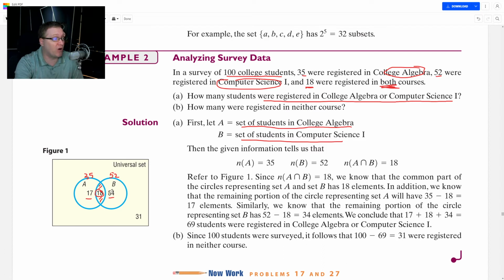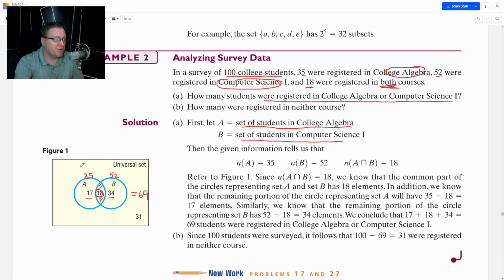Well, we have to add all of these together. That's going to be 17 plus 18 plus 34, all right? And if you calculate that out, you're going to end up with 69. So altogether, there are 69 students that are enrolled in one or both of these courses.